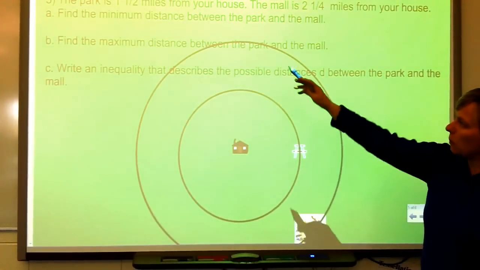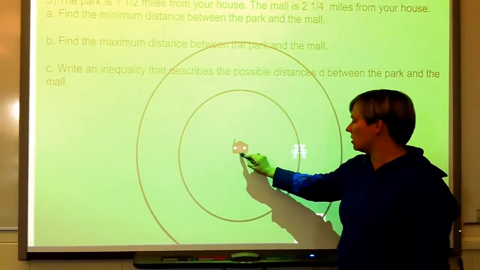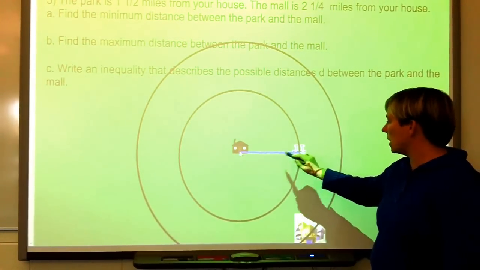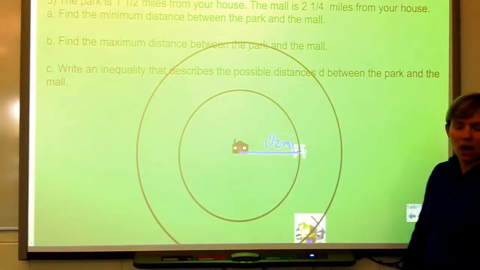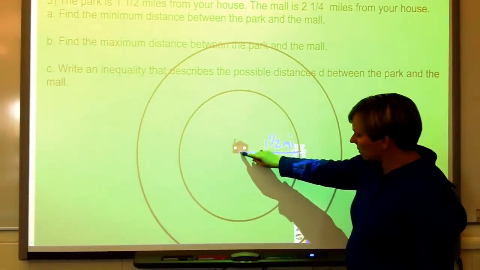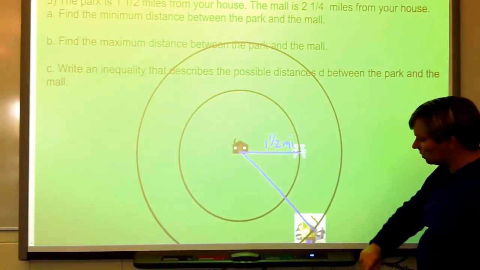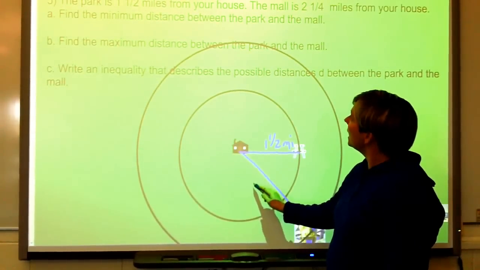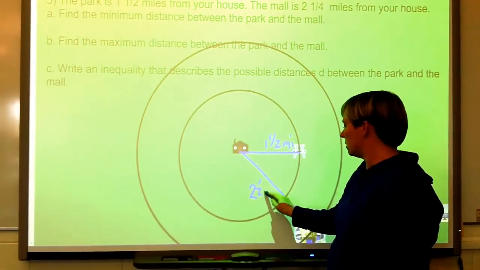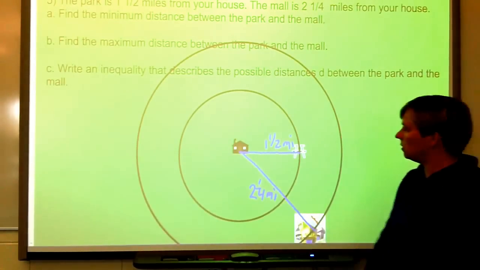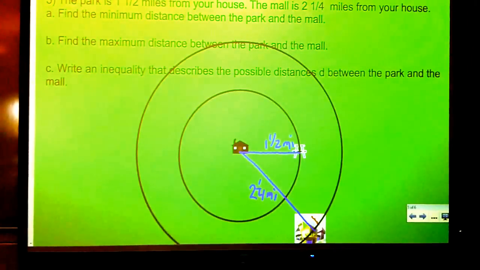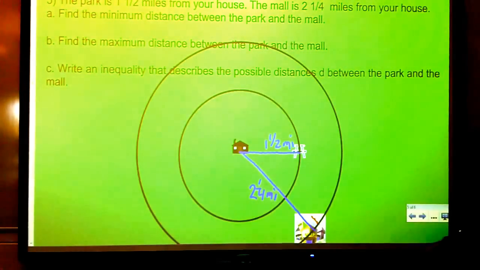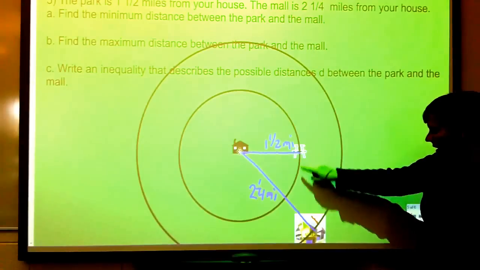I know that the park is 1.5 miles from my house, so the distance from my house to the park is 1.5 miles. I know the distance from my house to the mall, so that distance there is 2.25 miles. I want to know what's the minimum distance between the park and the mall, so the minimum distance between this icon and this icon.